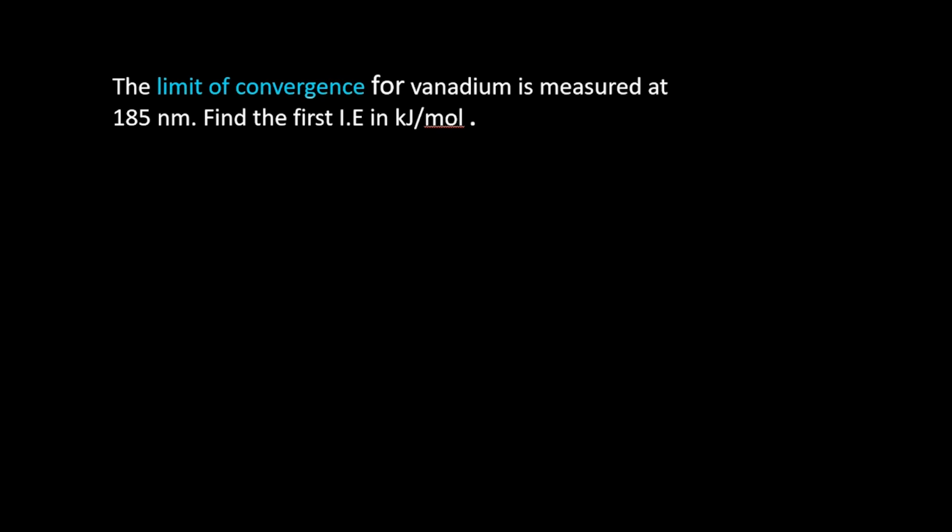Now this is another example. Find the limit of convergence of vanadium. It's measured at 185 nanometers, and we have to find the first ionization energy in kilojoules per mole. So we know that the formula is E equals hν. I'll write it up here. And there's also another formula we have to use: speed of light equals lambda, the wavelength, times the frequency.